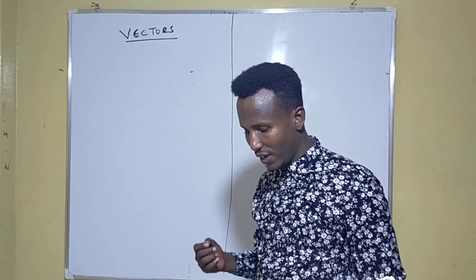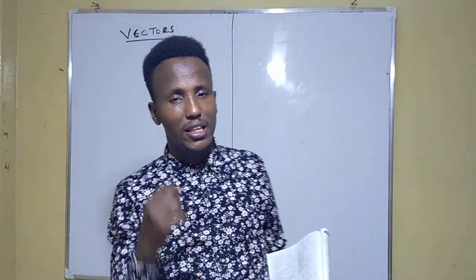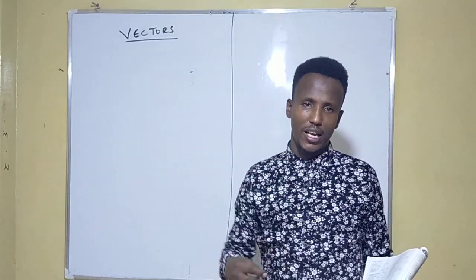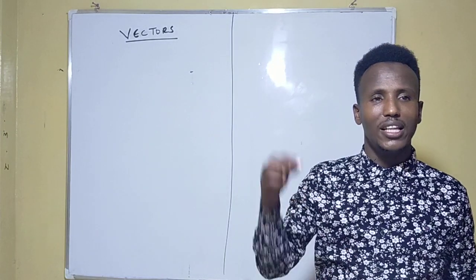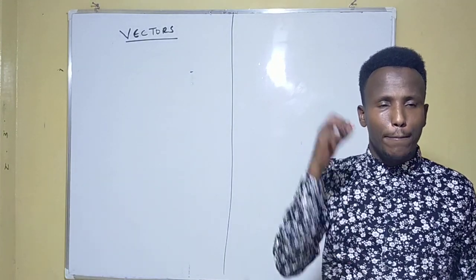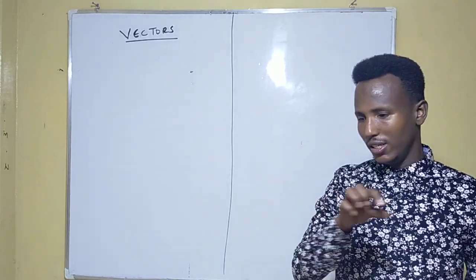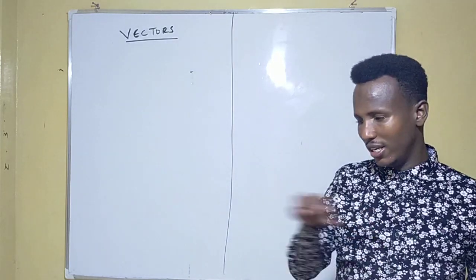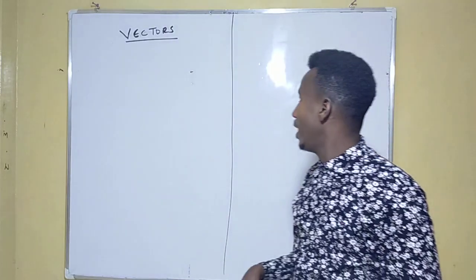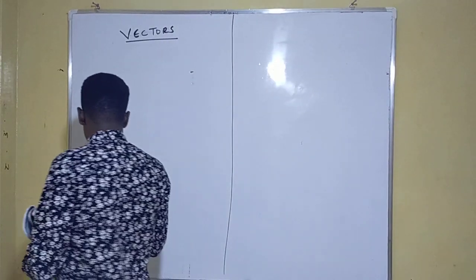So what's a vector first? A vector is a quantity that has both magnitude and direction, okay? And what's magnitude by the way? It is the distance, okay? The distance or the displacement, okay?